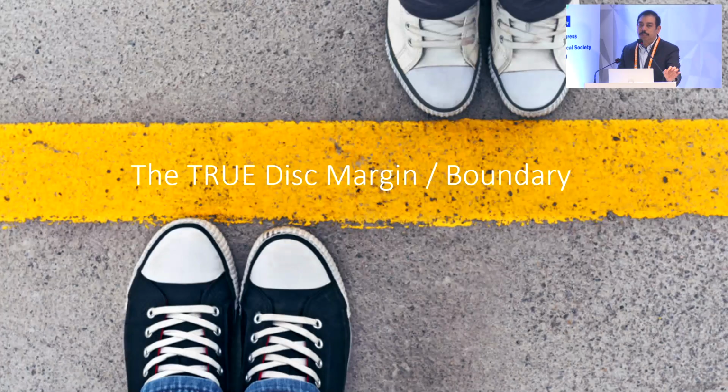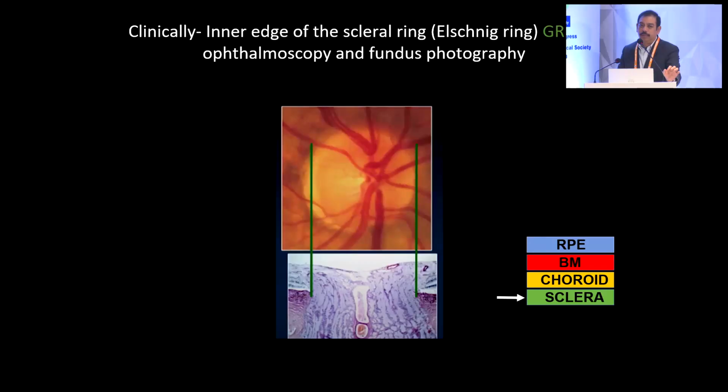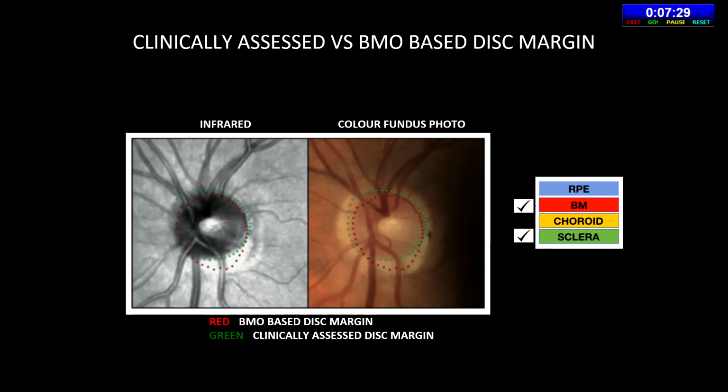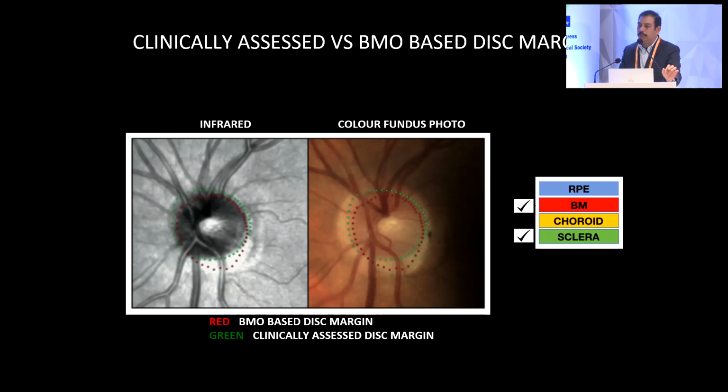So why is this important for us? The true disc margin has a lot of clinical relevance because this is how we see in our 90D. This is the clinical disc margin. We look at the inner edge of the scleral ring and then we say that is a disc margin. But when we do it with the OCT, the disc margin is completely different. That is what we pick up as the Bruch's membrane opening, BMO disc margin. See the difference between these two. The green one is the clinically assessed and the red one is the OCT based.